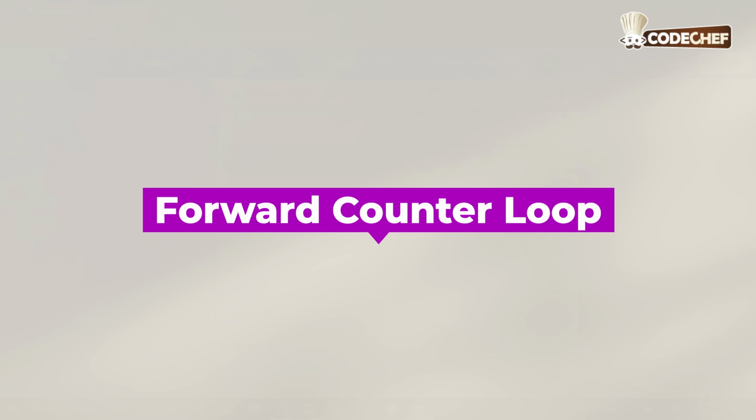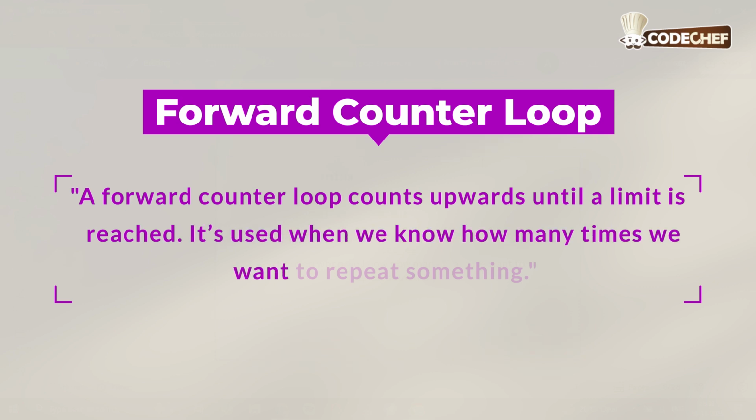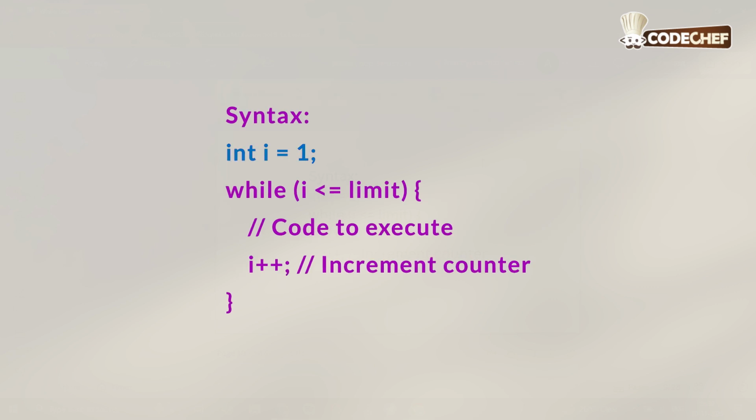Next is the forward counter loop. A forward counter loop counts upwards until a limit is reached. It's used when we know how many times we want to repeat something. The syntax for the same is int i = 1, while i <= limit, and the code to execute.